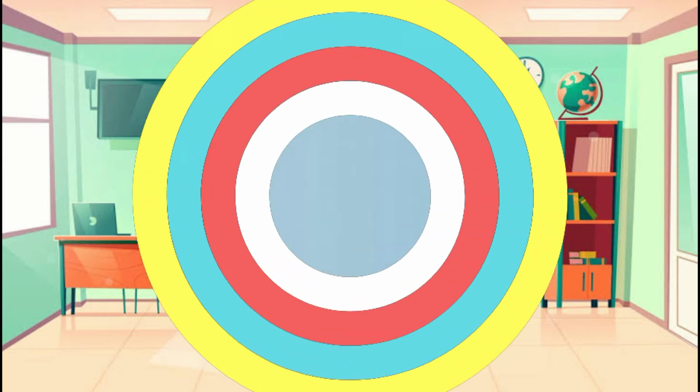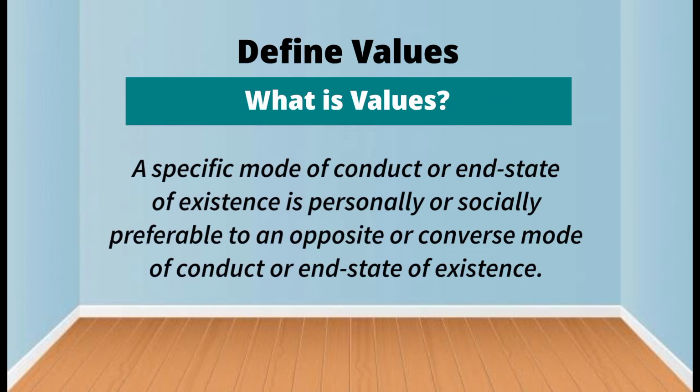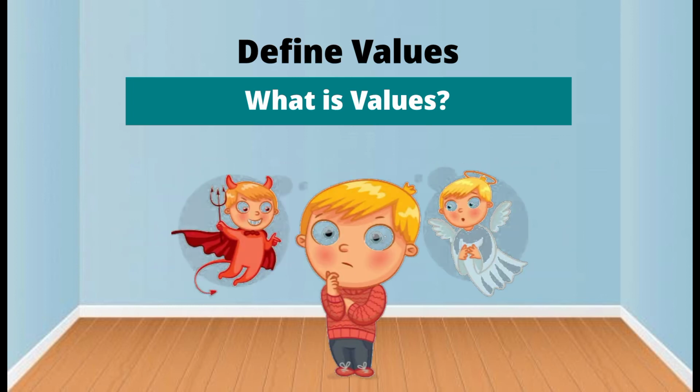Okay, thank you, partner. We already know what personality is, so let's go to our next topic, which is values. What are values? Values represent basic convictions that a specific mode of conduct or end state of existence is personally or socially preferable to an opposite or converse mode of conduct or end state of existence. A value is a basic conviction about what is right, good, or desirable.